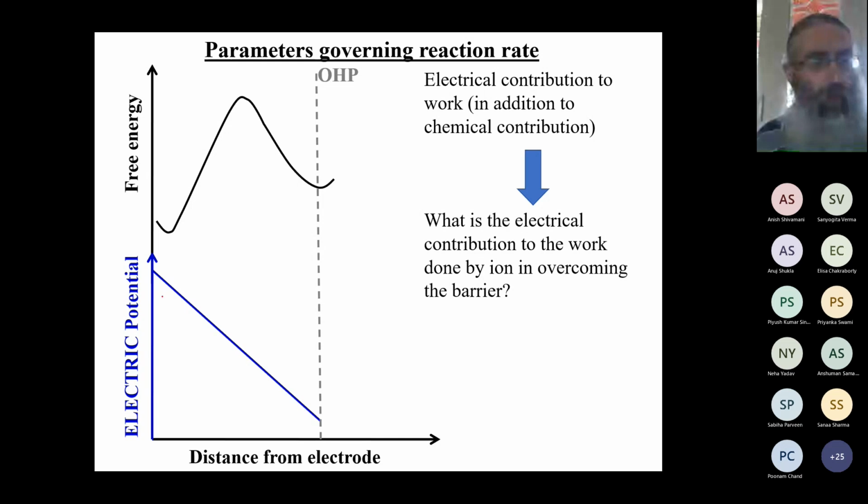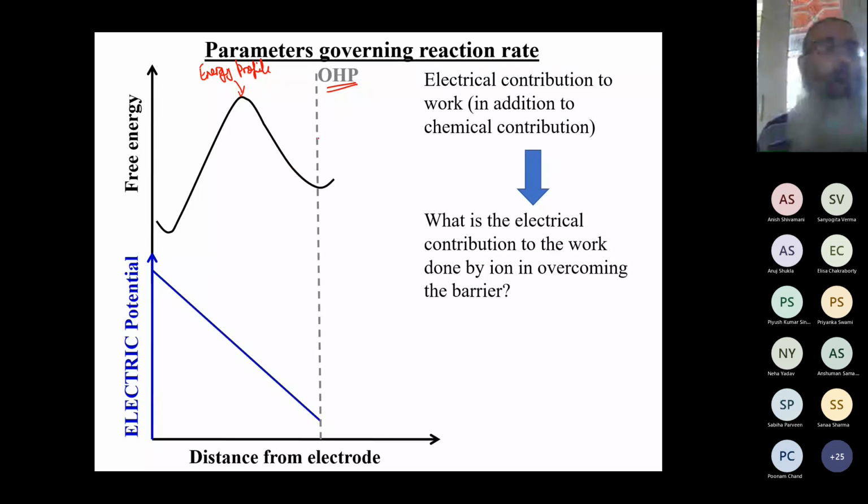Now we do the second step, where we impose the electric potential on top of it. Here, the x-axis is common. The distance from the electrode is the x-axis. On one hand you have a potential energy, or the free energy, which is shown in this profile. This is the energy profile of the reaction, and because we are doing it at the interface, you have the OHP. I've put a dotted line. This is the OHP, the outer Helmholtz plane.